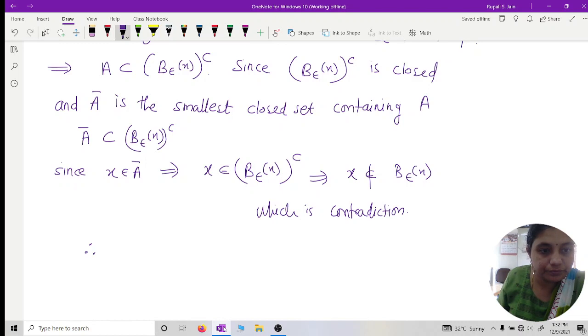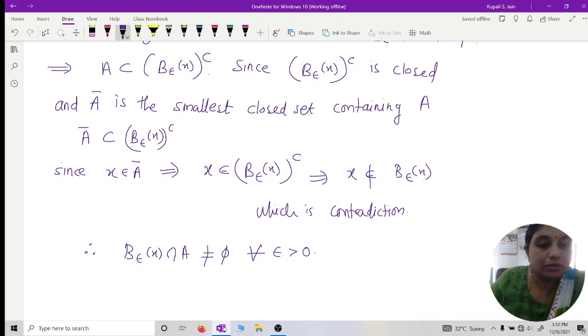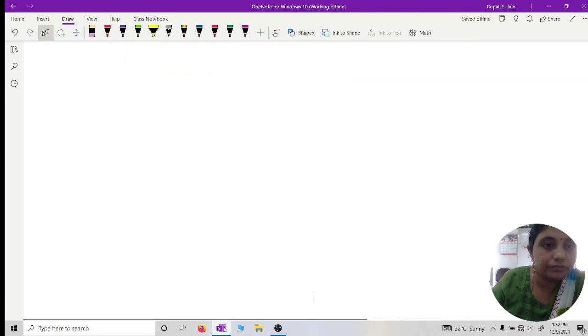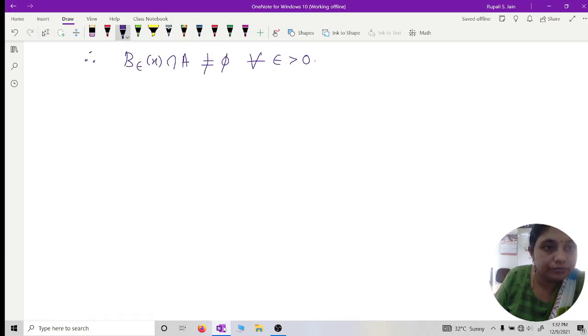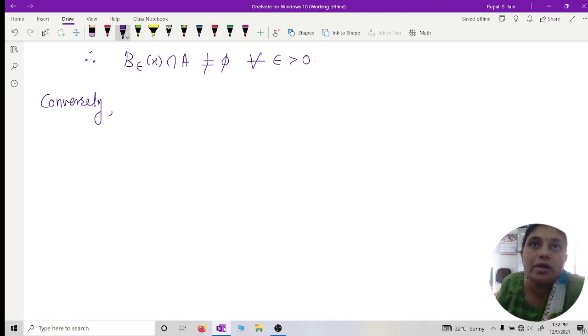Therefore, B epsilon of X intersection A must be non-empty for every epsilon greater than 0. Now, conversely, assume B epsilon of X intersection A is non-empty for every epsilon greater than 0, and what we want to show is X belongs to A closure.